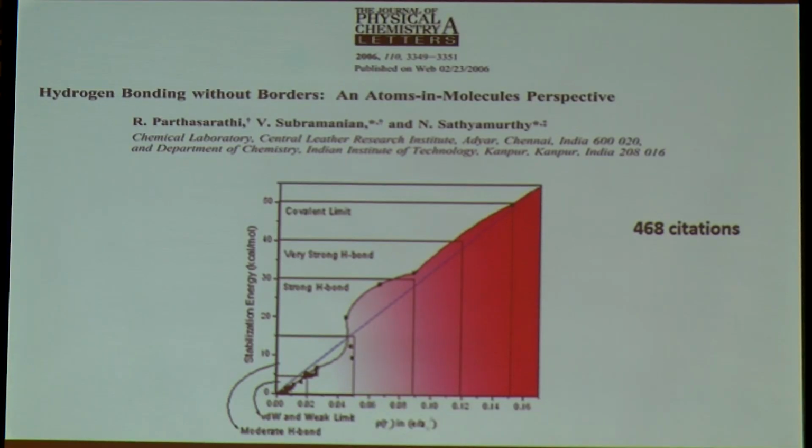I start with this paper by Professor Satyamurthy, co-authored by Professor Subramaniam, my chair here, and written by Parthasarathi. I think he was working with Professor Satyamurthy at the time. The title is Hydrogen Bonding Without Borders: An Atoms in Molecule Perspective. Professor Shastri also mentioned this paper, right? They have done the atoms in molecule analysis already. You know what Bader's atoms in molecule analysis is.